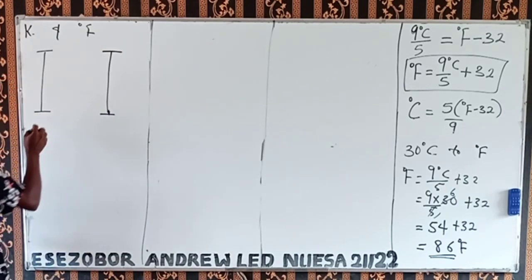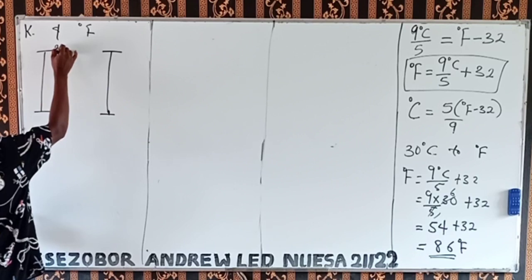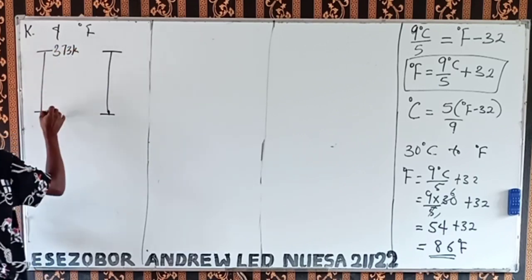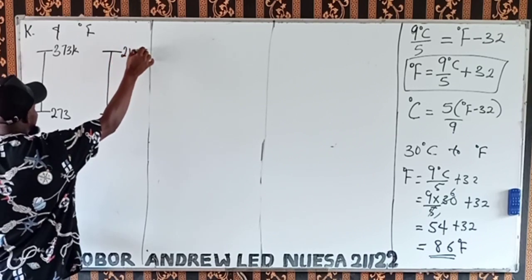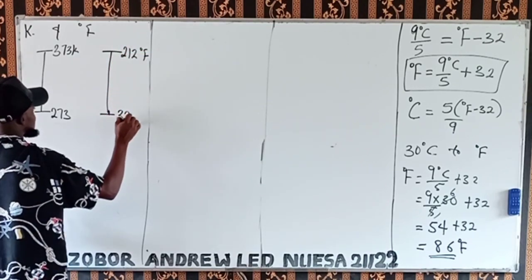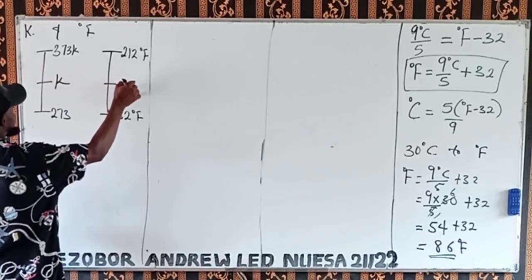Then you put inside the upper and lower fixed points. This one we have 373 Kelvin and 273 Kelvin. But this one is 212 degrees Fahrenheit and 32 degrees Fahrenheit. This one is in Kelvin, and this one is in degree Fahrenheit.